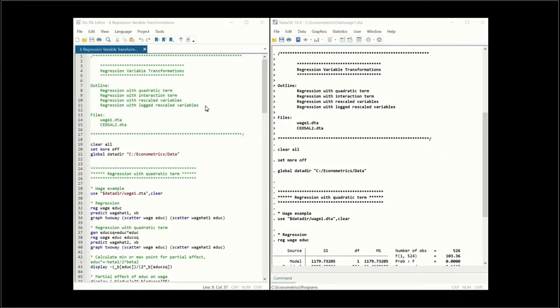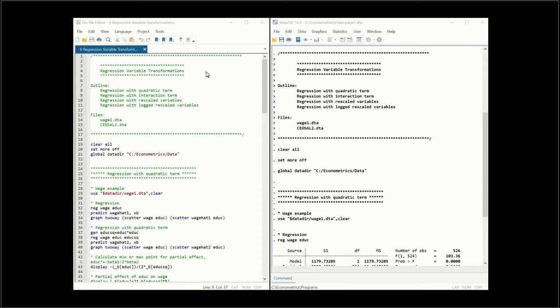I have opened up the program here and I have already executed the first few lines of it. What I will talk about today is regression with quadratic term, regression with interaction term, regression with rescaled variables, and regression with logged rescaled variables. We would be using two data files, wage 1 and CEO salary 2. Please download them and put them in the directory where they would be stored, and then highlight the code and execute the code up here.